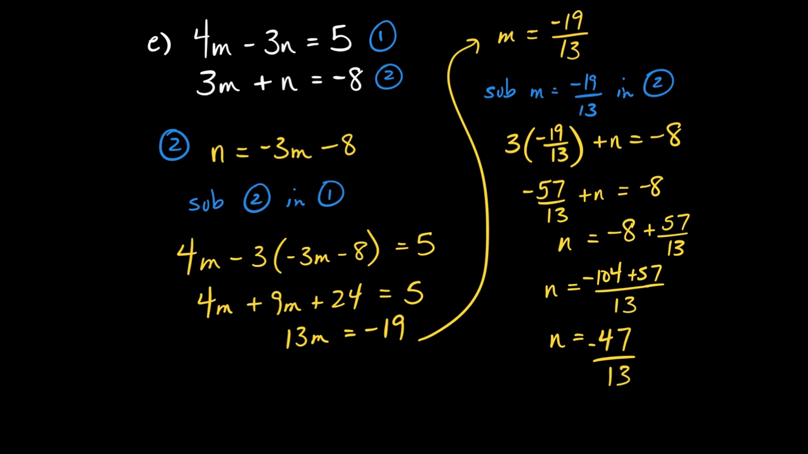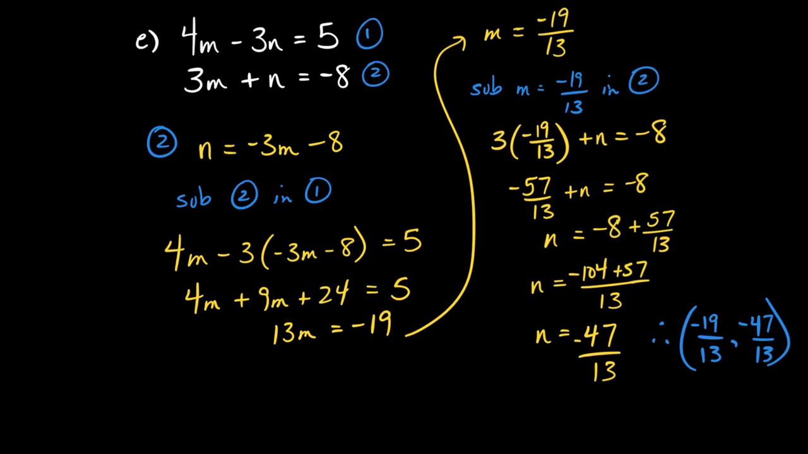I can do a quick little check. I would add 47 to 57 to get to 104. So I check out and I'm good. Okay, what's the only problem? I haven't stated my solution. So therefore, and I know I have to list it in alphabetical order, so the m value has to come before the n value. And there we go.